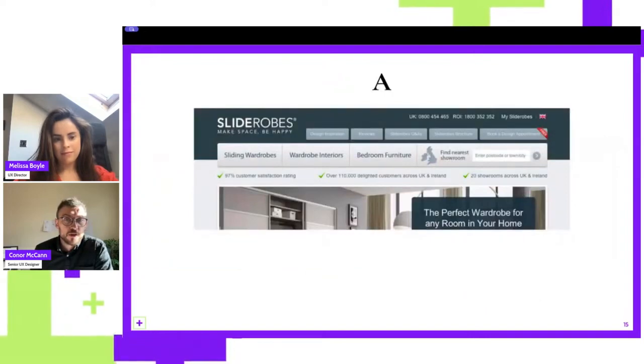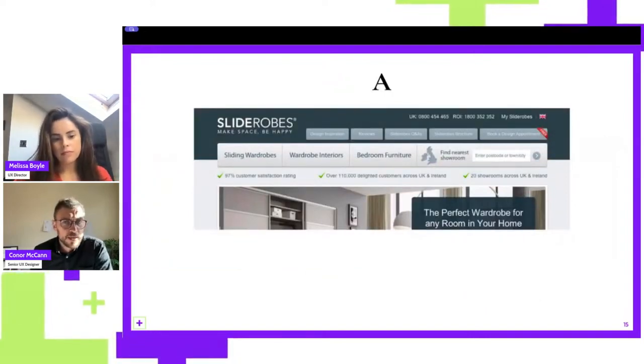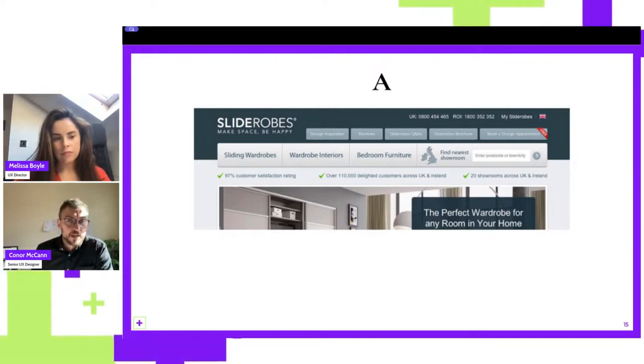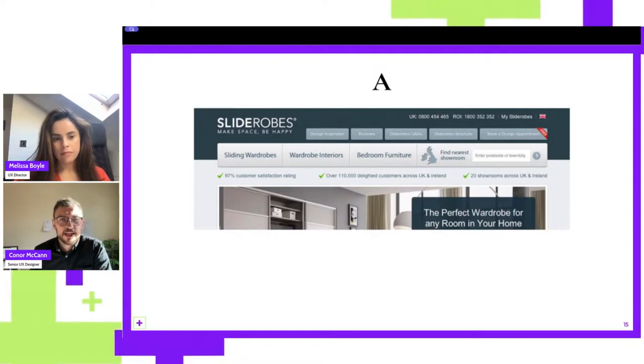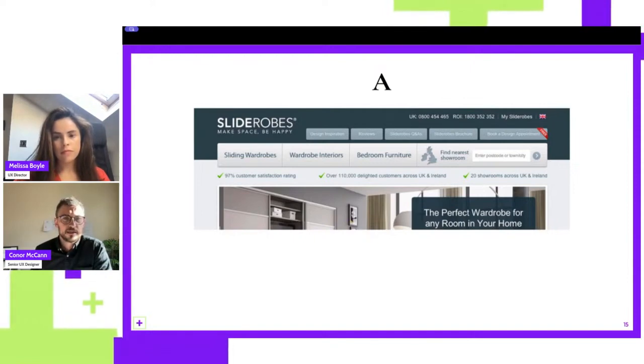Now let's look at the Slide Robes example. This homepage A shows some similar design patterns, and we see the use of those key bullet points at the top, just like ConvertKit. They make sure to tell customers they have a 97% customer satisfaction rate, over 100,000 delighted customers, and 20 showrooms across the UK and Ireland. So getting key details like that straight to their customers.